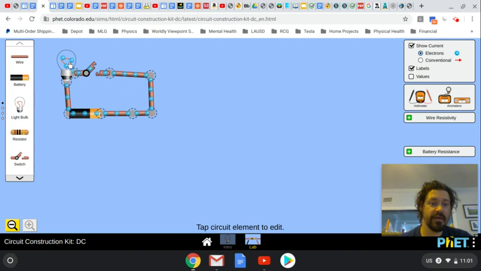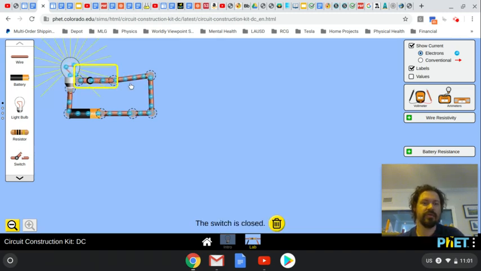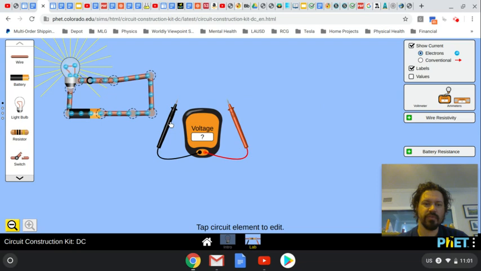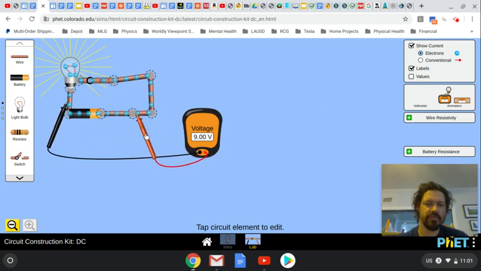Now, obviously, the light's not on because the switch is open. Now the switch is closed, and you can see the electrons are flowing, the charge is flowing, and the light is shining. And it says down here, the switch is closed. You've got some tools over here that you can use. You can use the voltmeter to see the voltage at different sides. This is a 9-volt battery that we're using right now.